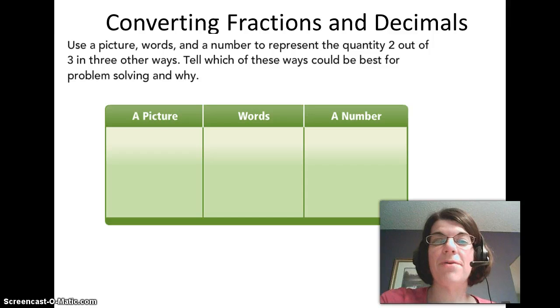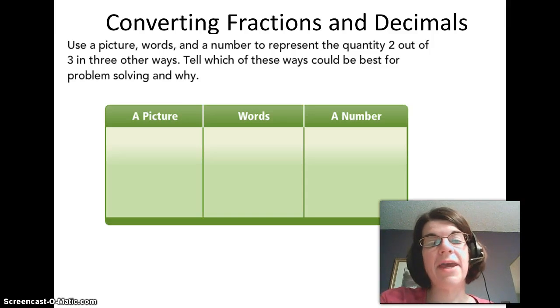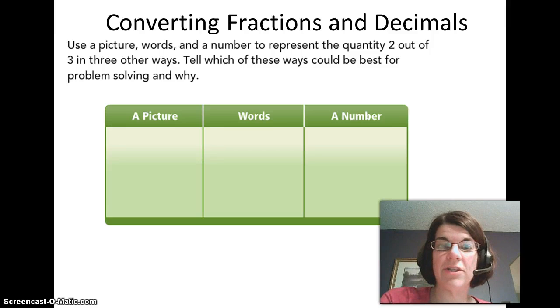We're going to talk about converting fractions to decimals. So we're moving away from integers and we're going to talk about making fractions into decimals and decimals into fractions.